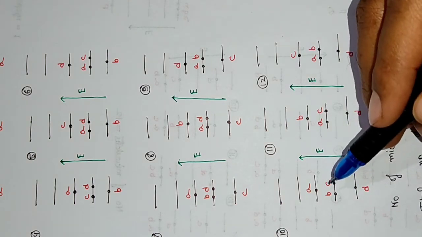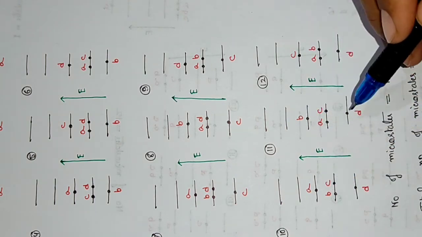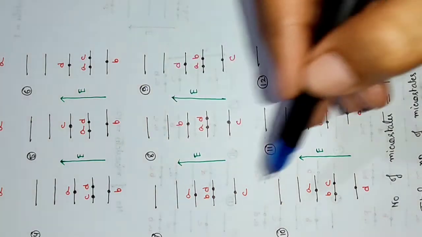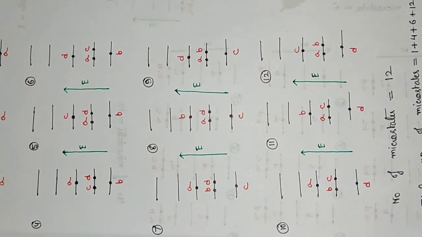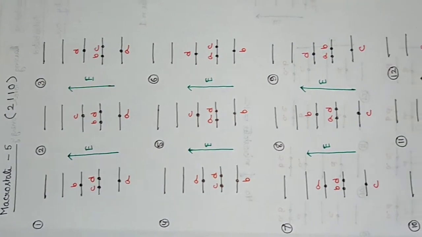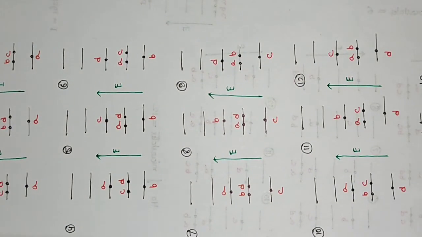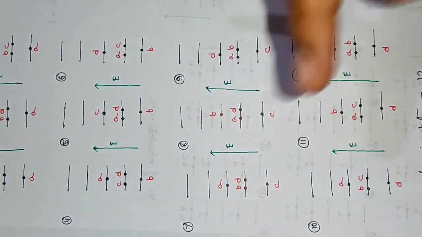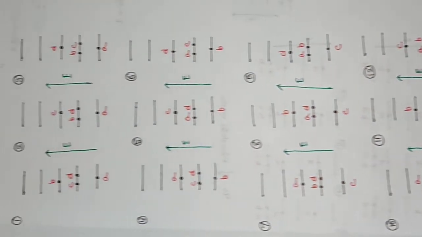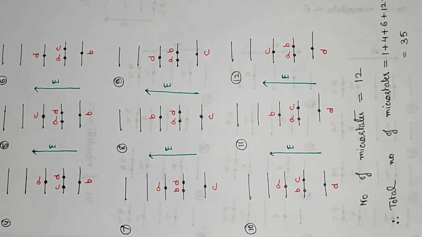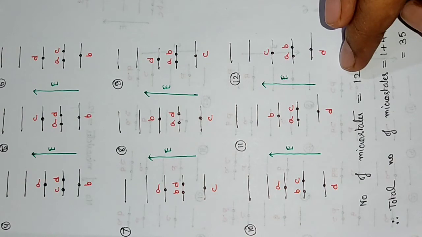Now this state will be easy. For AD it will be BC, for BD it will be AC, for CD it will be AB, in this way. Now you will find that no two microstates are similar, all are different, and you cannot generate any other microstate which is different from this set as described in this figure. So we get here 12 microstates.